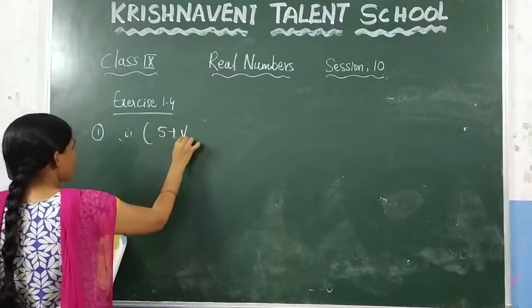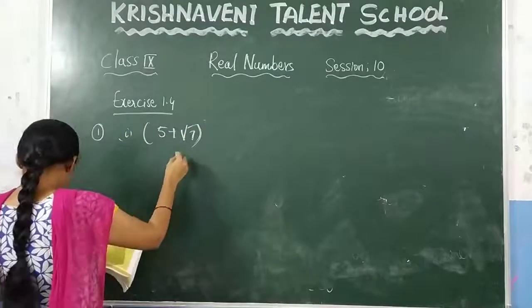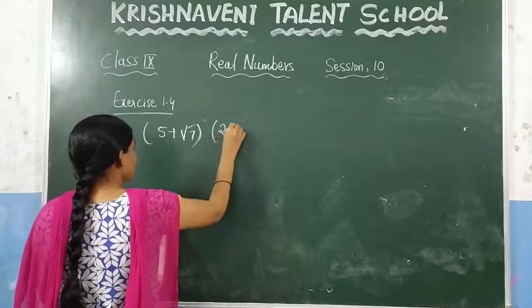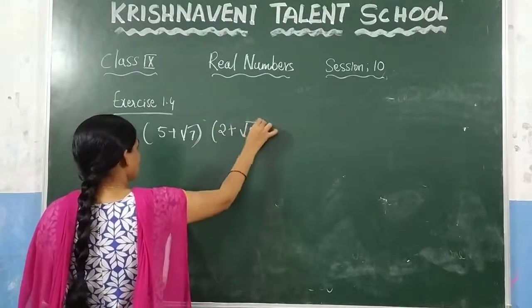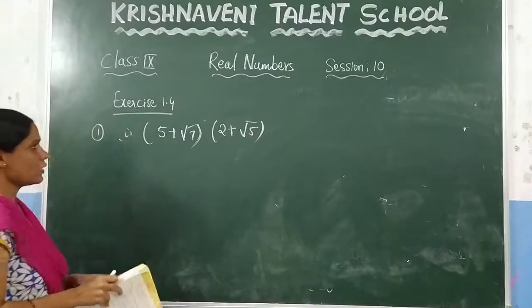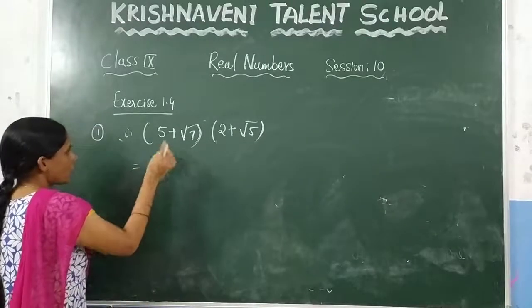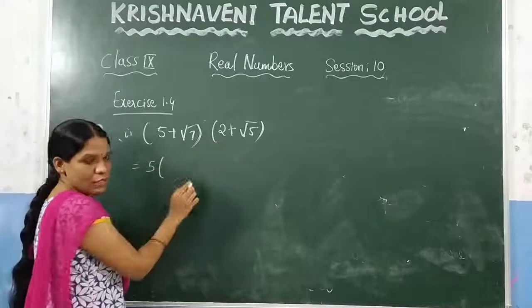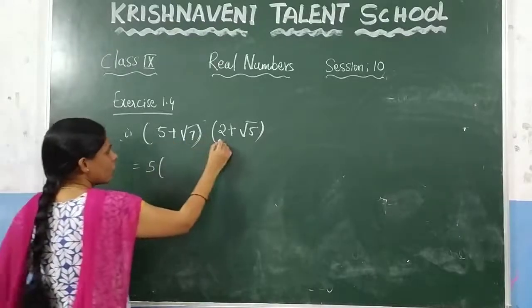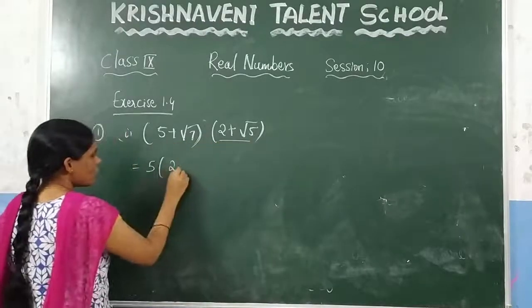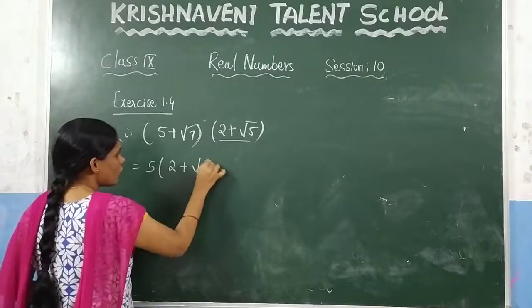5 plus root 7 into 2 plus root 5. You need to solve this question. Here, how do you solve this one? Just you need to multiply this value with this value. So here multiply 5 with this whole term. What is the term? 2 plus root 5.